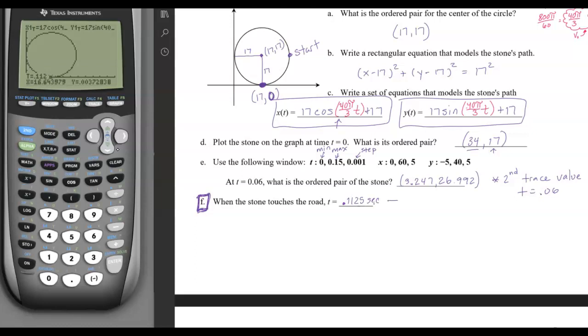Seconds. And we did this by hitting trace and looking for the lowest y value between 0.112 and 0.113.